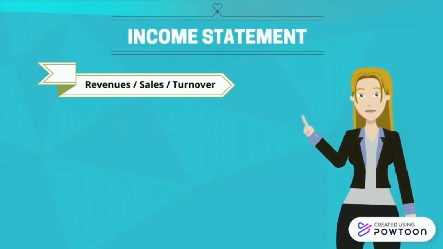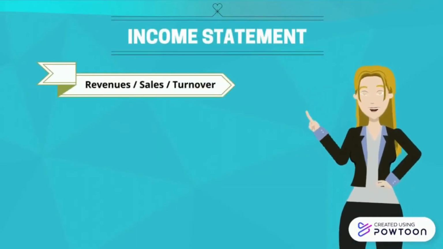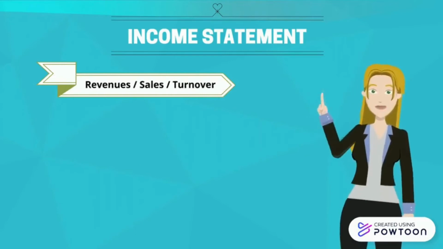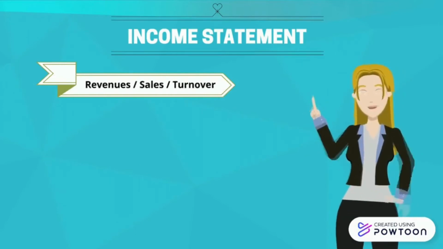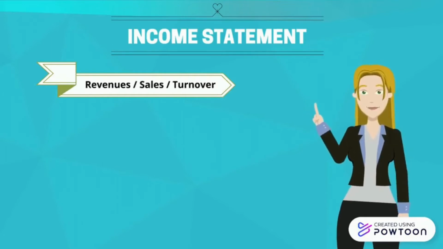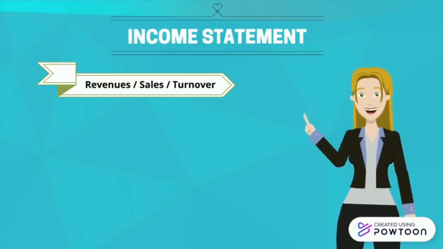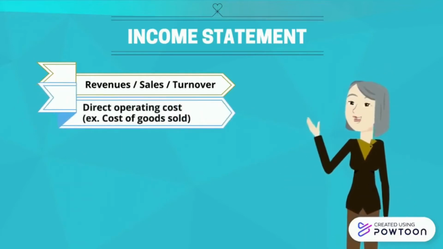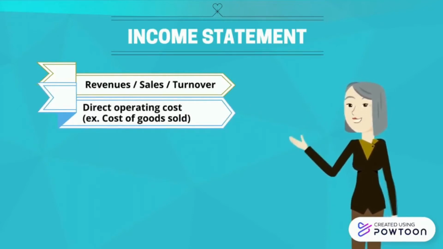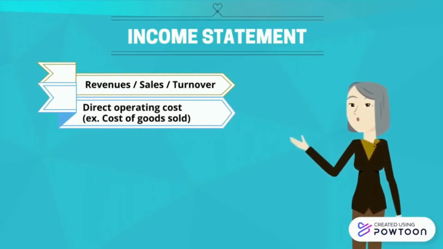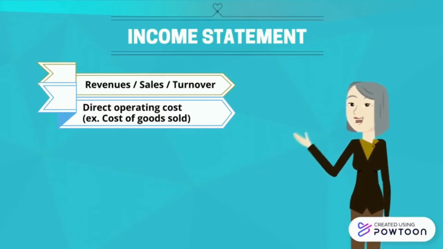The income statement starts at the top with revenues. Revenues can also be called sales or turnover. It represents the income that a company receives for selling goods or services. Below revenues, we have direct operating expenses such as purchasing inventory. This line is often called cost of goods sold or cost of sales. This is the first expense line on the income statement.